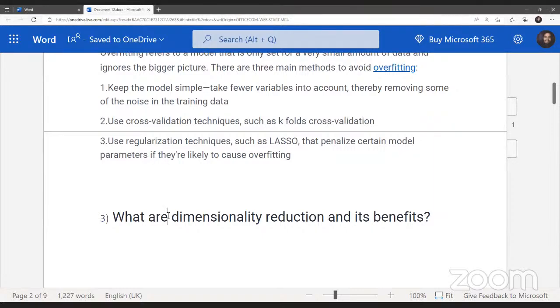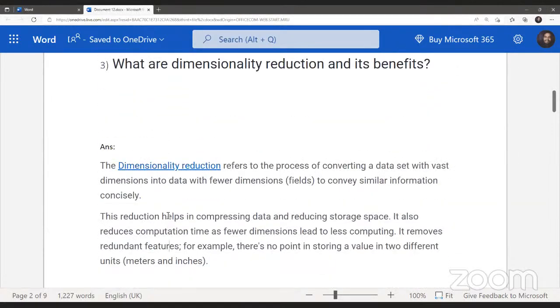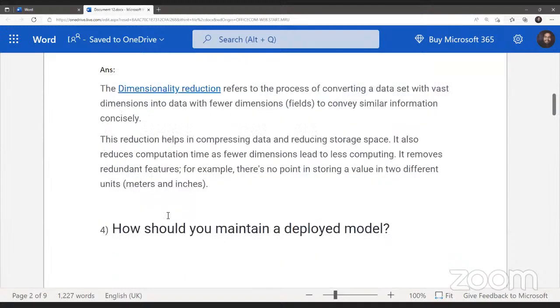So as we look into this, dimension reduction refers to the process of converting a data set with vast dimensions into one with fewer dimensions, to convey similar information concisely. The reduction helps in compressing data and reducing storage space and computation time, since it takes much less space for computing. It also removes redundant features, like the same values being declared in two different units. So as we jump into the next question: how should you maintain a deployed model?